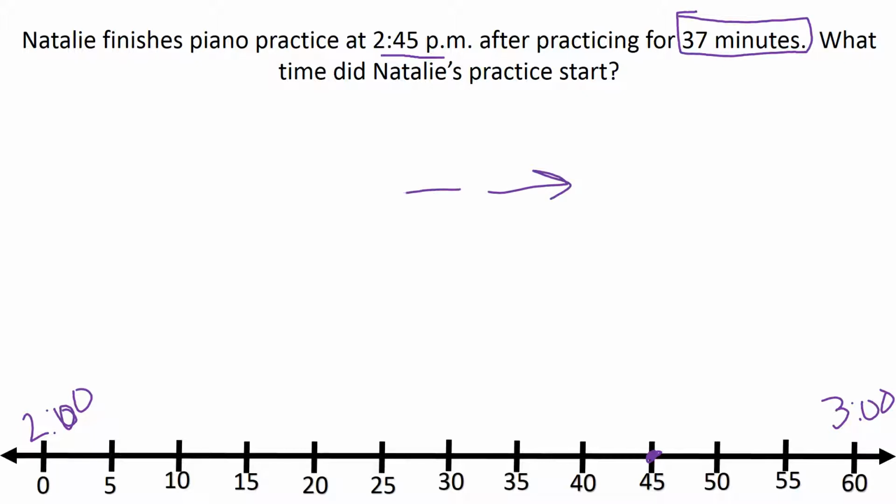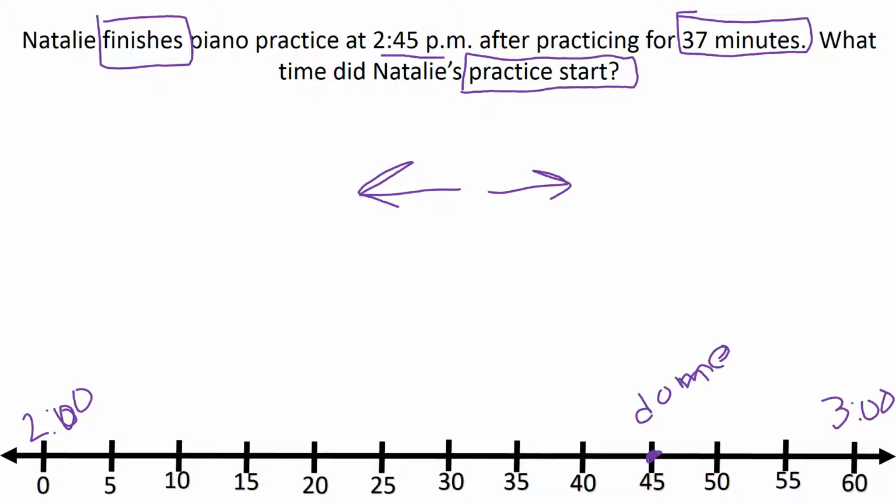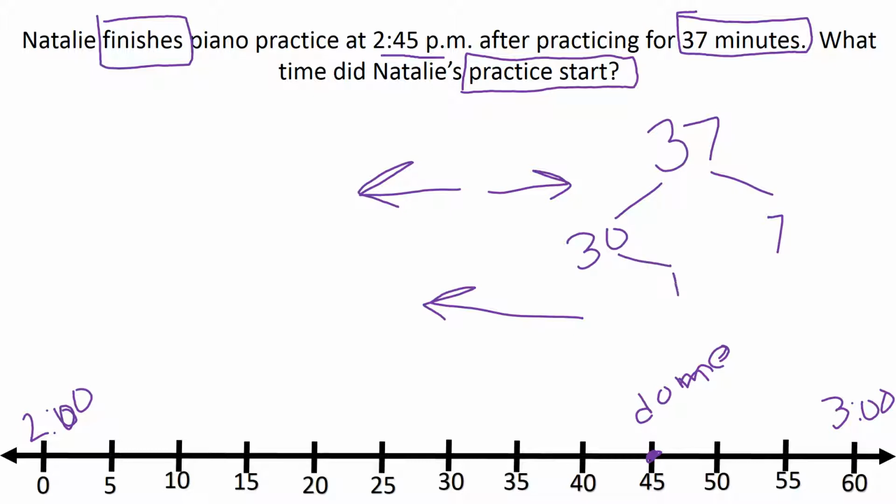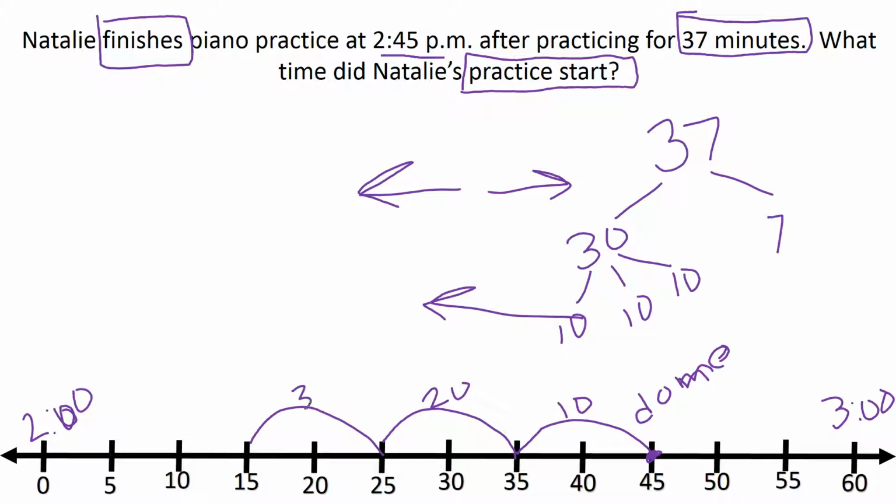But what direction 37 minutes? So we plotted when she's done with her piano practice. Finishes piano practice at 2:45. After practicing for 37 minutes, what time does her practice start? Does that help you? So this is the done time. We need to know where the start time is. So we're going this way. We're going to do that by 37 minutes. I like to break it into chunks. We can do 30. Remember, if this is too much, do it like this. 3 different 10s. So you're at 45, go backwards 10 to 35, and more to 25, and more to 15.